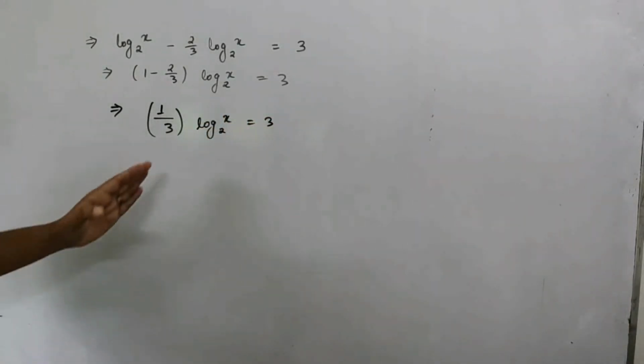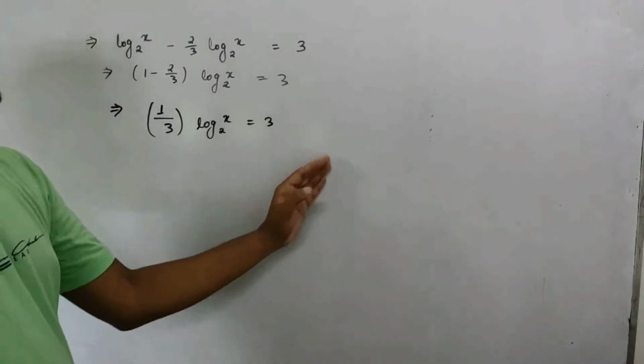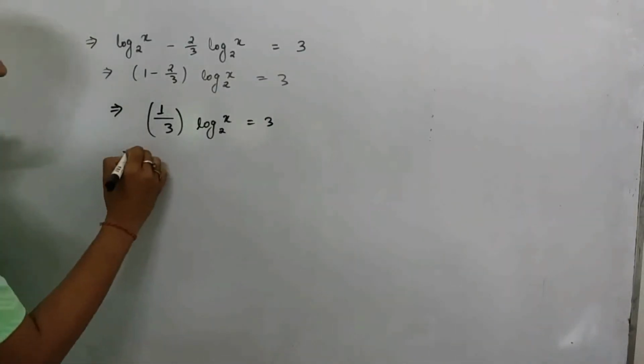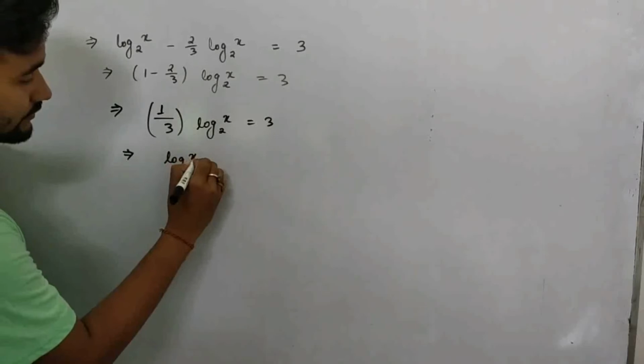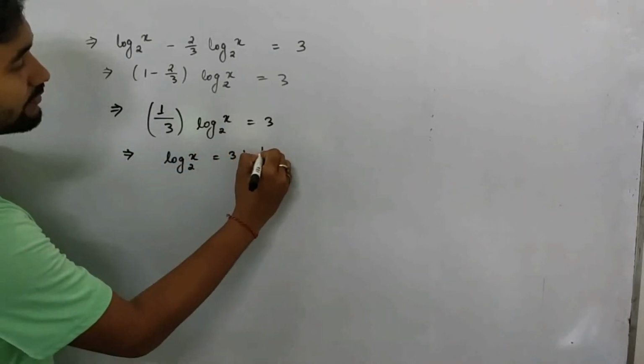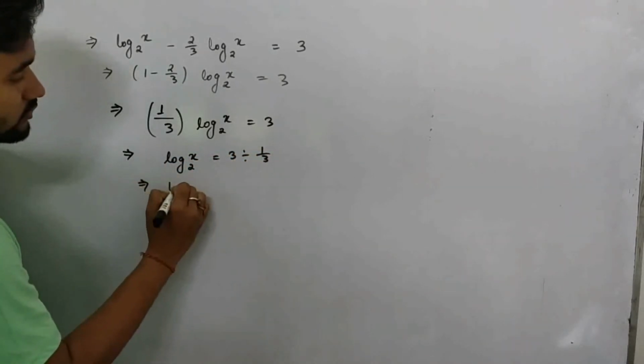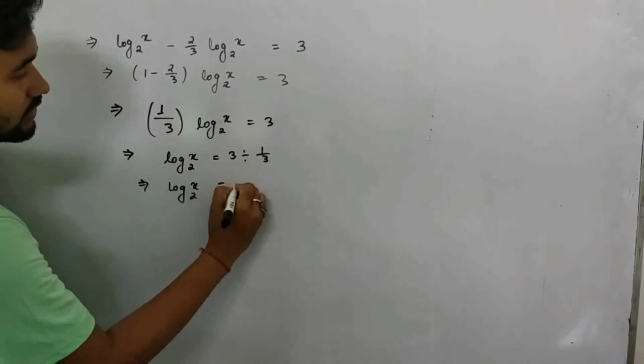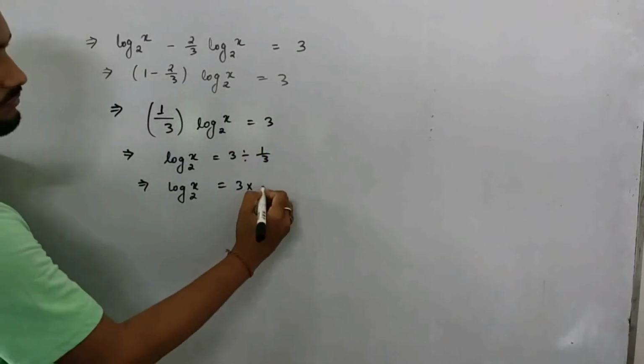Done. Now this 3 is over here as a product. So that side it will become divide. So which implies log of x base 2 equals 3 divided by 1 by 3. Directly also you can write it as multiplication. So 3 into, what is the reciprocal of 1 by 3? 3.